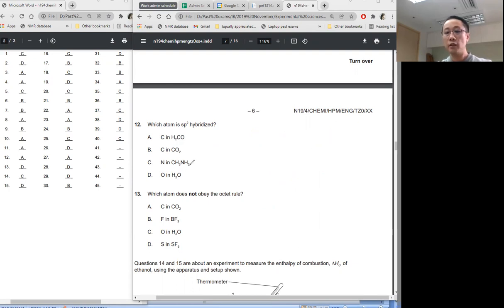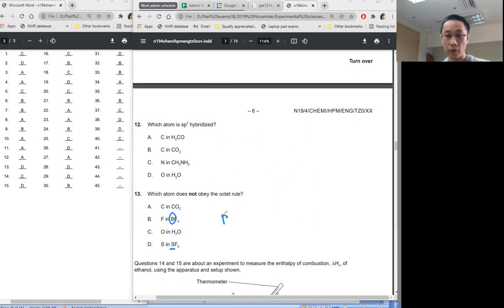Question 13, which atom does not obey the octet rule? The boron is a clear candidate that does not obey the octet rule, but they're asking for the fluorine, so that's a trap answer. The obvious answer here is going to be sulfur, because the sulfur is clearly forming 6 bonds. And when you're forming 6 bonds, you have to have at least 12 electrons surrounding the central sulfur atom.